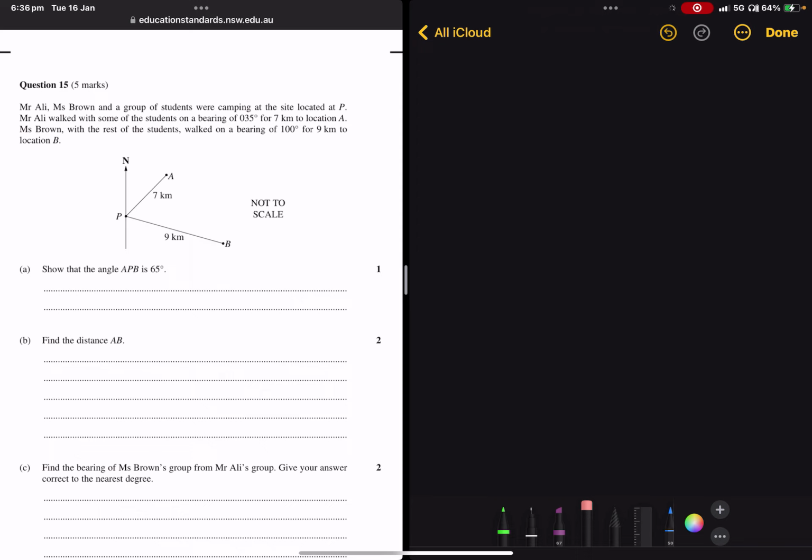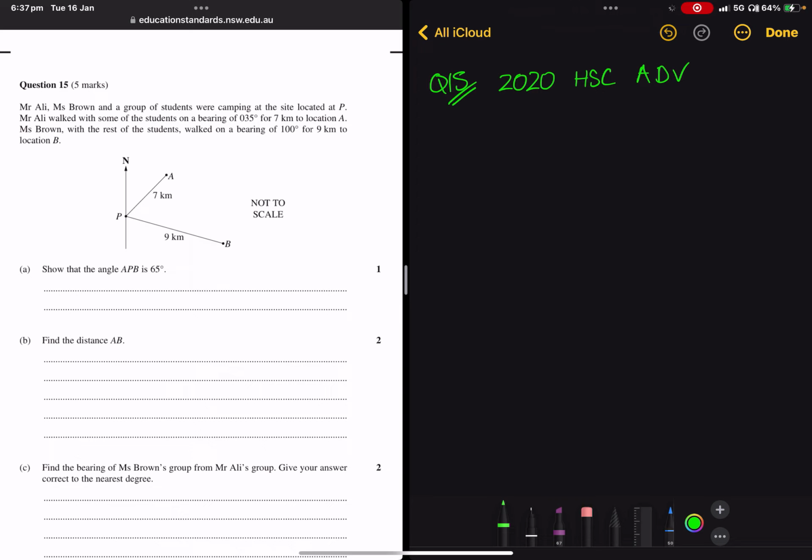Alright, so we're going to have a look at question 15. This is question 15 from the 2020 HSC Advanced Maths paper. This is a sort of geometry / trigonometry style question. There's a few different ways to get the different answers.